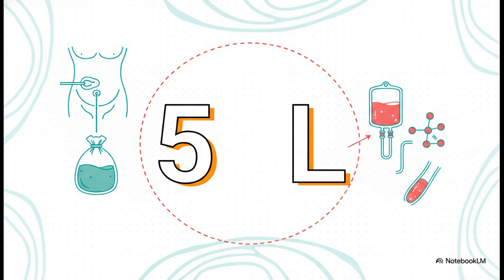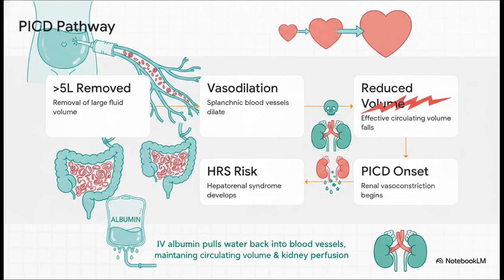And honestly, it feels amazing for the patient. But here is the absolute critical threshold you have to remember: 5 liters. If you pull off more than 5 liters of ascitic fluid, you absolutely must give that patient intravenous albumin replacement. Let's break down why that is.